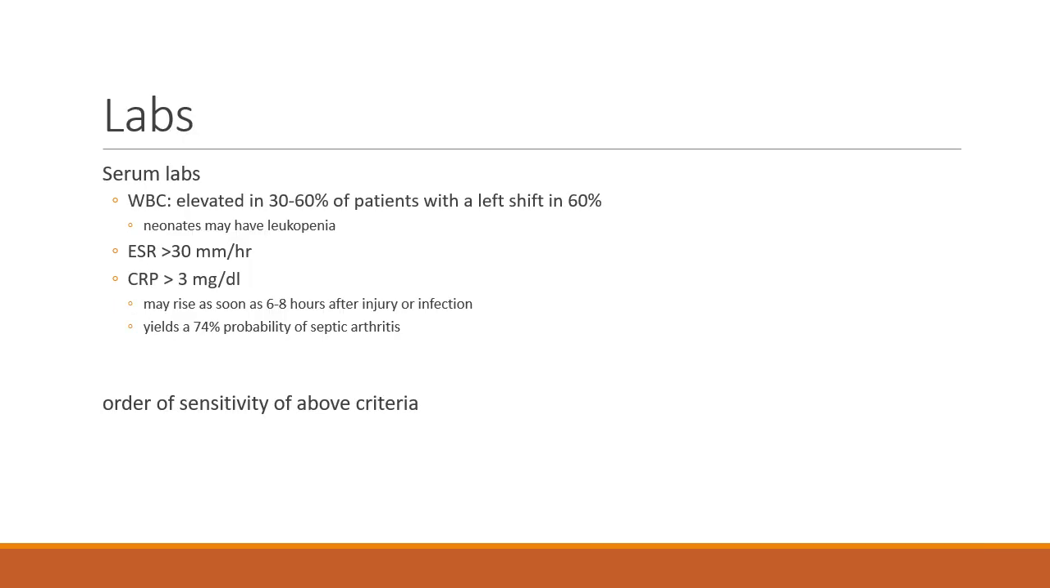For the blood tests, we usually order a complete blood count with inflammatory markers. In the complete blood count, we look at the white cell count. As with all infections, it will lead to an increase in the count of the white cells, with a left shift increasing the number of neutrophils, as it is a bacterial infection. It is worth noticing that in neonates, septic arthritis may present with leukopenia.